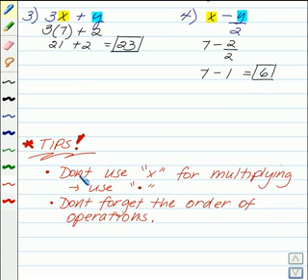And now here's a couple other tips. First of all, don't use x for multiplying anymore. Either use the parentheses like we did here, or use a raised dot, like 3 times 7. But if you use x, it looks too much like the variable x, so we're going to use a dot or parentheses. And also, don't forget to use the order of operations. And that means we use parentheses, exponents, multiplication and division together from left to right, and adding and subtracting together from left to right. So that's our lesson on variables and expressions.